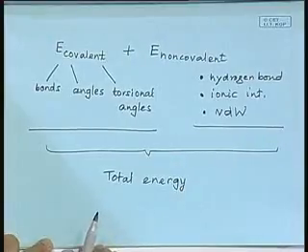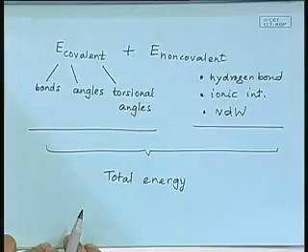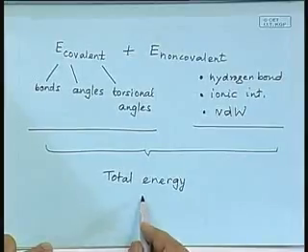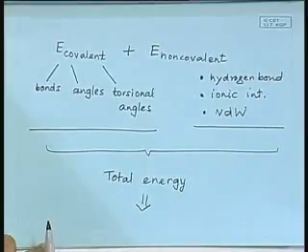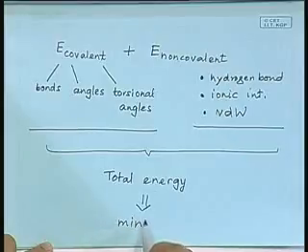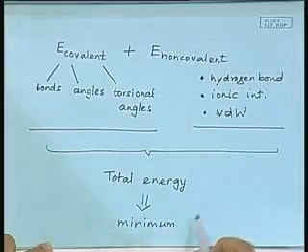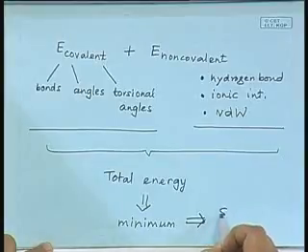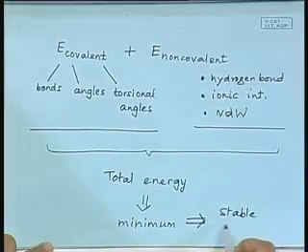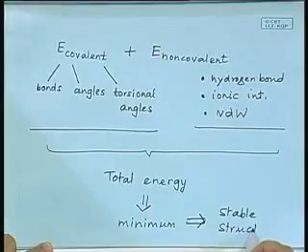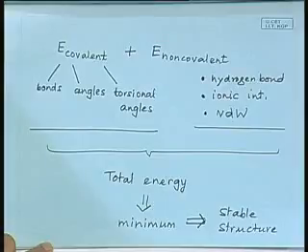Now, what do we want this total energy for the protein to be? A minimum. Right? We want this to be a minimum so that we have a stable structure. Okay? So, total energy, we have to get a minimum which is going to result in a stable structure. And what is this structure? It is the final native folded form of the protein.